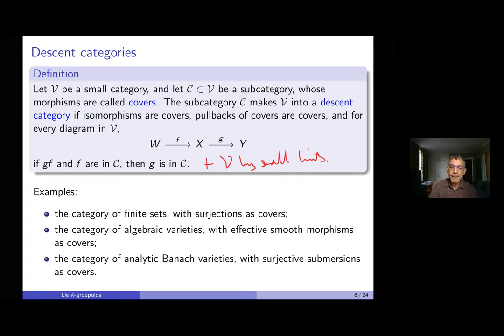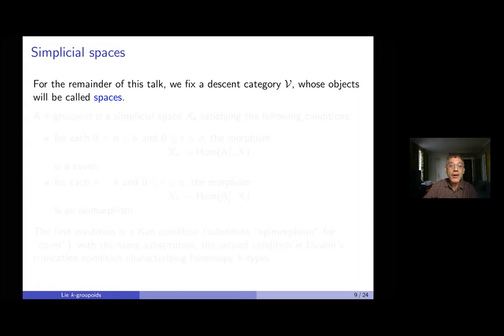So for analytic Banach varieties, the point is, of course, an analytic Banach variety. For finite sets, it's just the set with one element. Sorry about that.